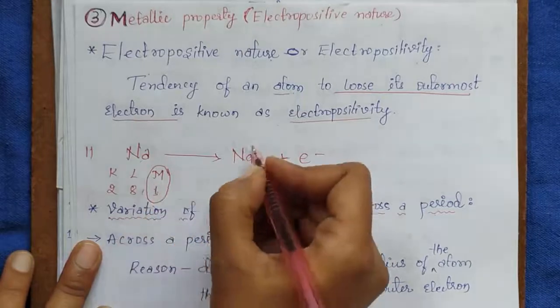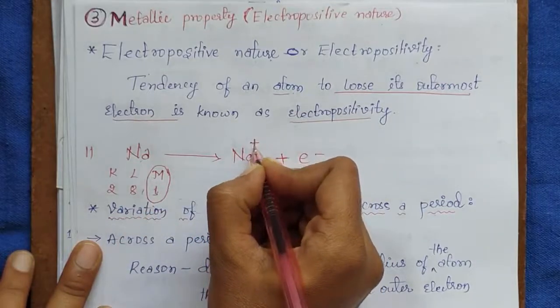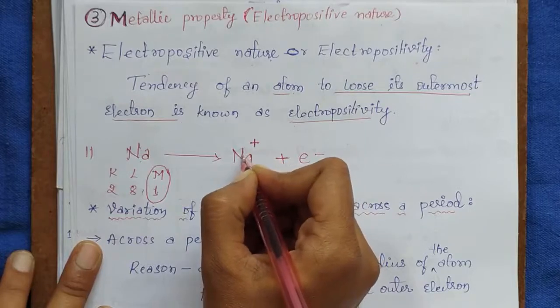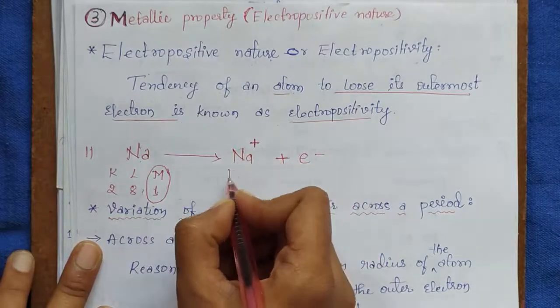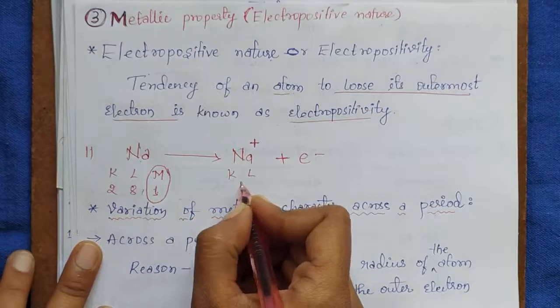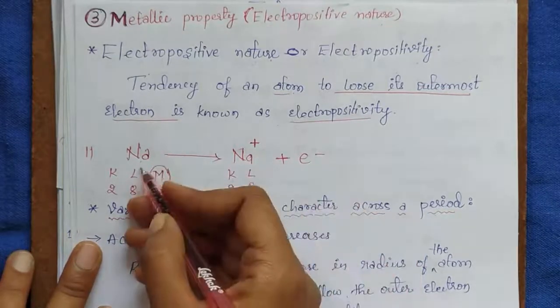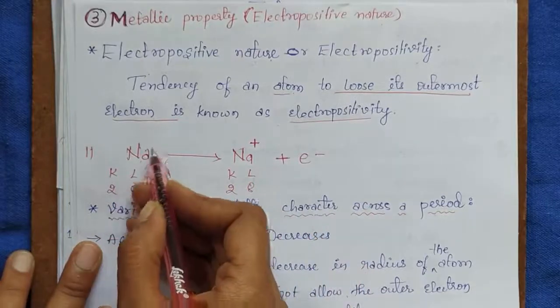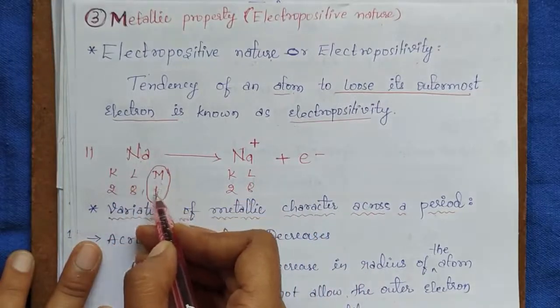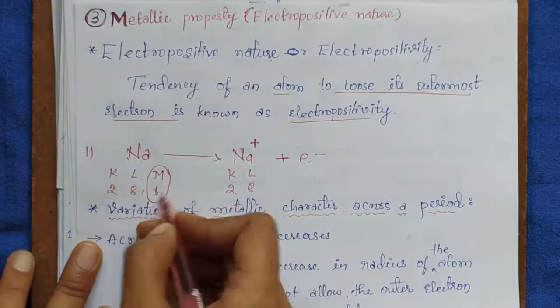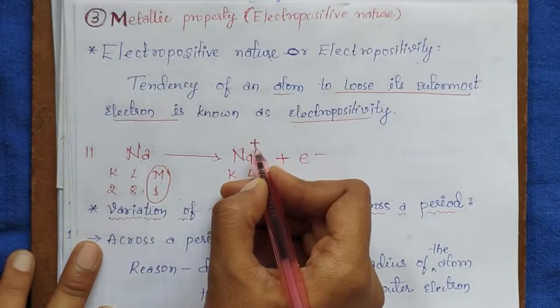On losing one electron it will have one positive charge on it. So now the electron distribution is 2, 8, because one electron is lost. It is given out by the sodium atom. On losing one electron, it will have one positive charge.